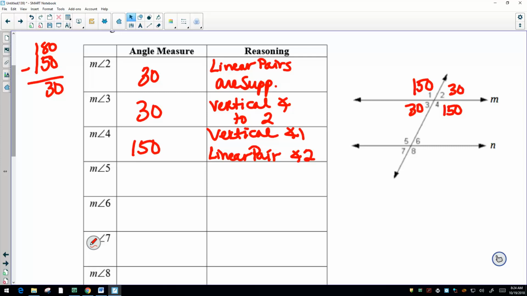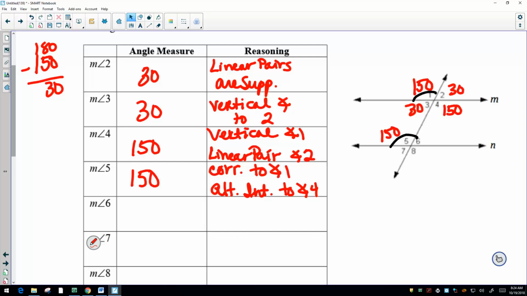Okay, if we move on to angle 5, we could look at angle 5 a bunch of different ways. I could say angle 5 and angle 1 are corresponding angles, and we know from the front, corresponding angles are congruent. So I could say it's corresponding, I'm going to abbreviate that, to angle 1. I could also say it's alternate interior to angle 4. So we know alternate interior angles are congruent.